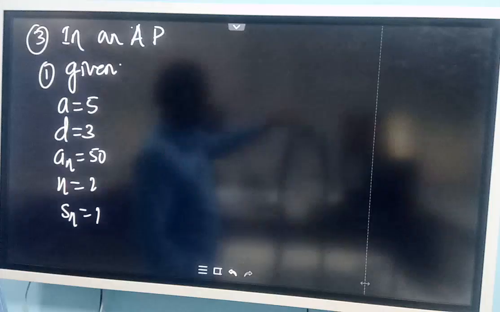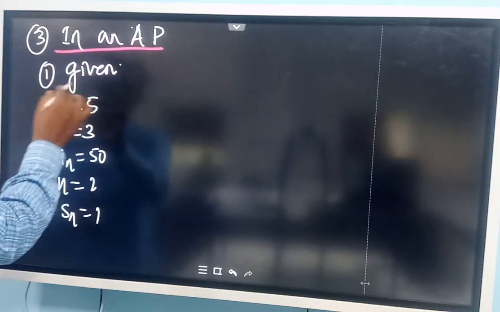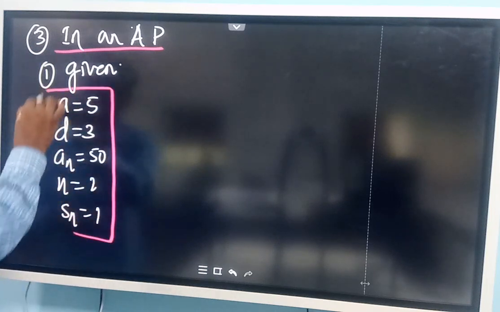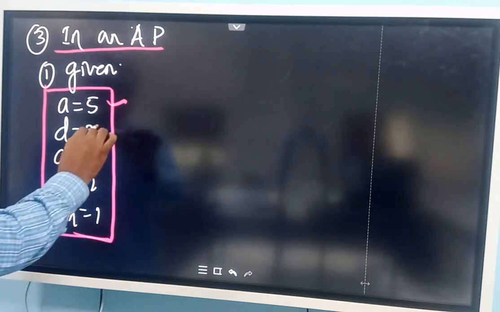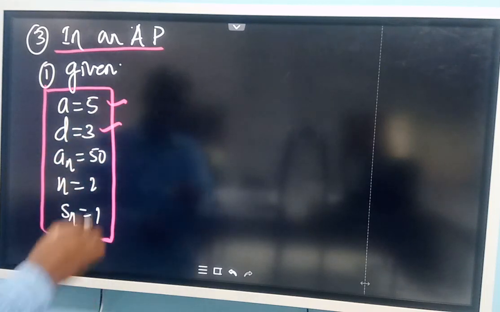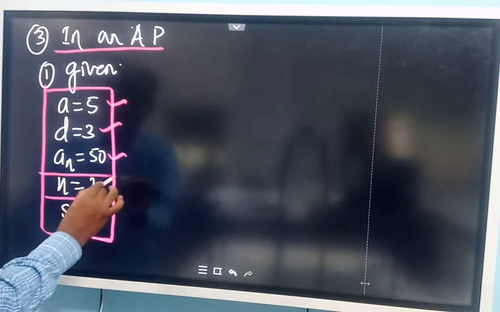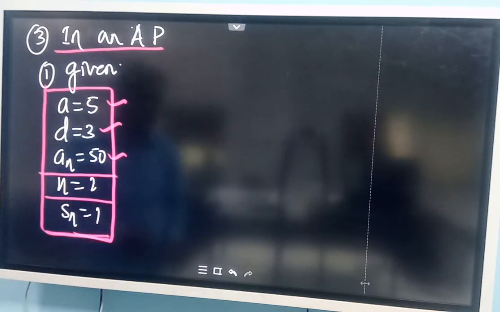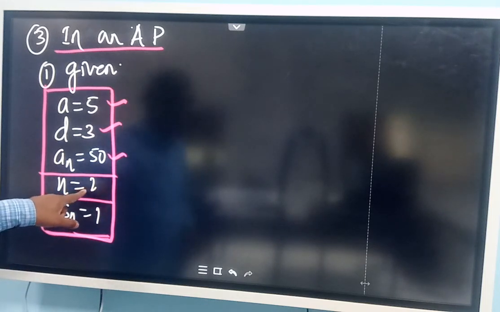minus 8930. Now, in an AP, these are the things that are given. The first term a is given, the common difference d is given, and the nth term, or the last term, is given. We need to calculate the n value and the sum of the first n terms of this progression. So before we go to Sn, we need to calculate how many terms there are.